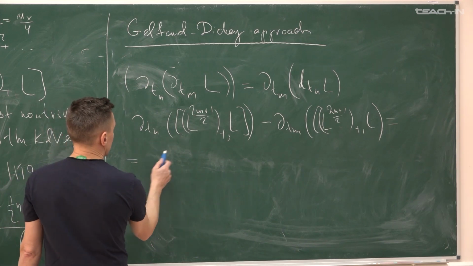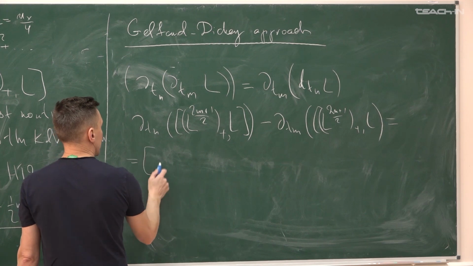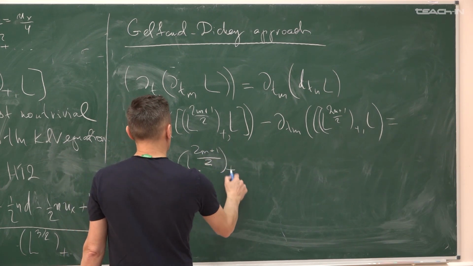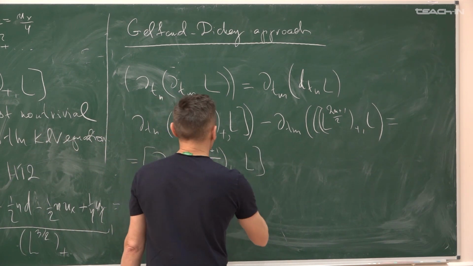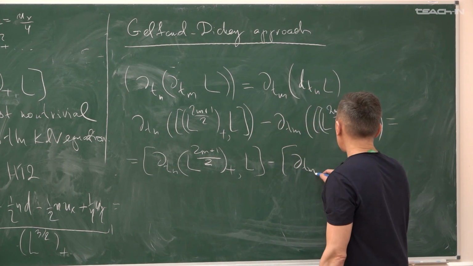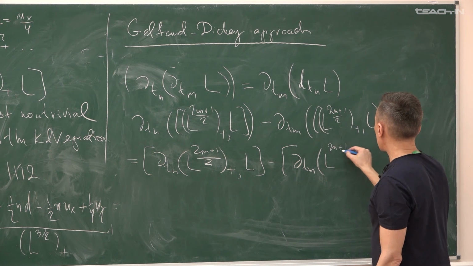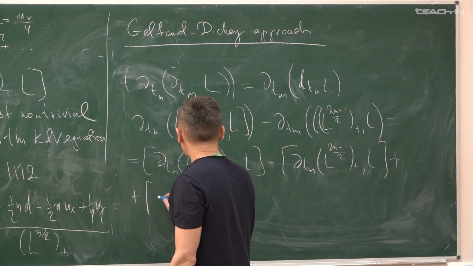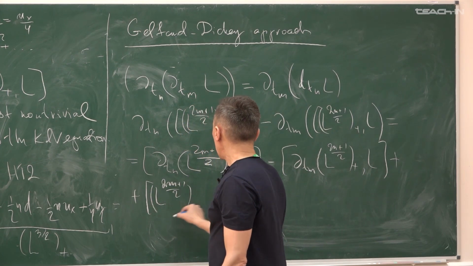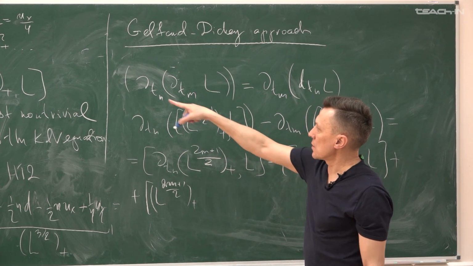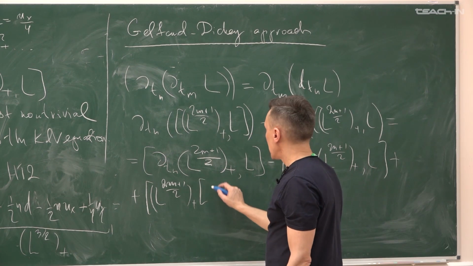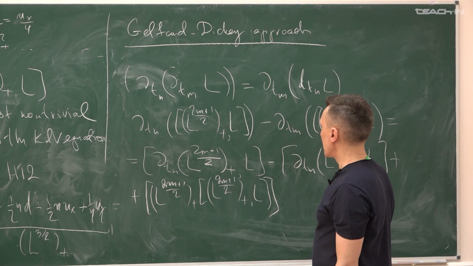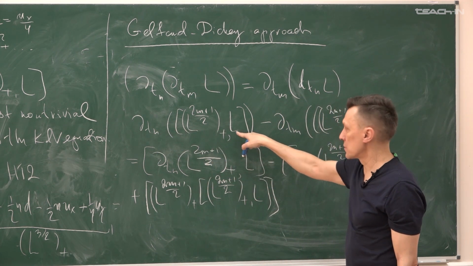Okay, so what is it? There is differentiation of this part, so dtn of L^((2m+1)/2)_+ with L, minus dtm of L^((2n+1)/2)_+ with L, plus L^((2m+1)/2)_+ with dtn of L. I will use our formula, so it will be L^((2n+1)/2)_+ with L, in the second commutator. So I apply this flow to this point.